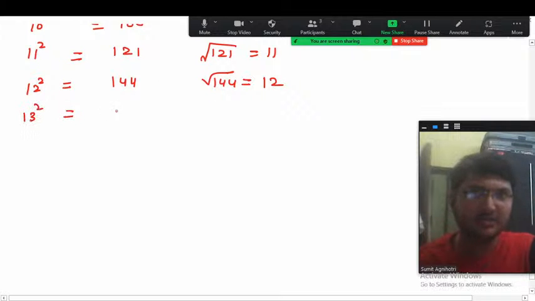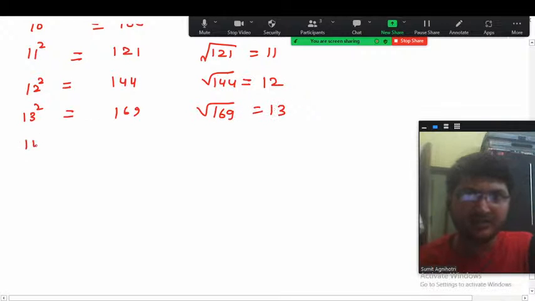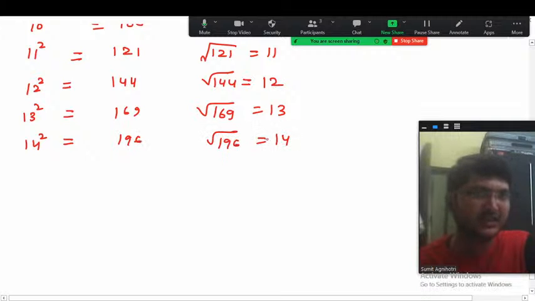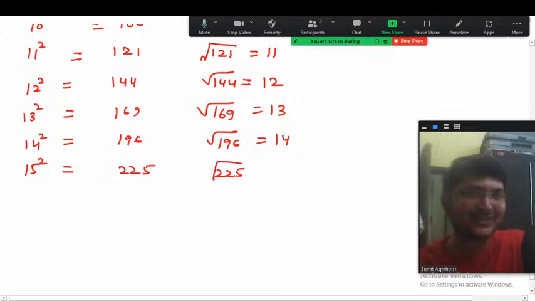13 square is how much? 169. That is why the square root of 169 is 13. Similarly, the square of 14 is 196, that is why the square root of 196 is 14. 15 square is 225, that is why the square root of 225 is 15.